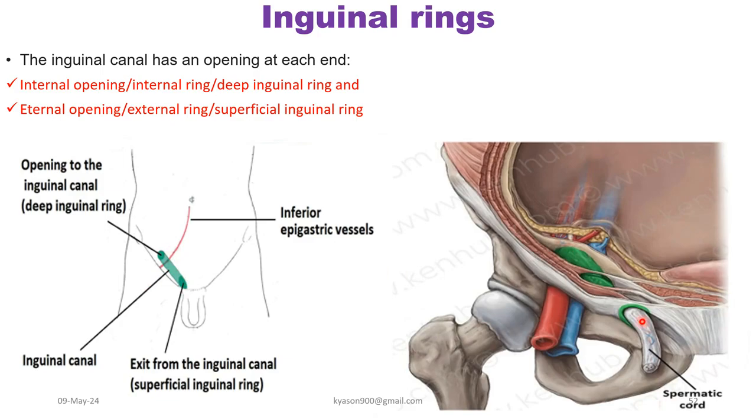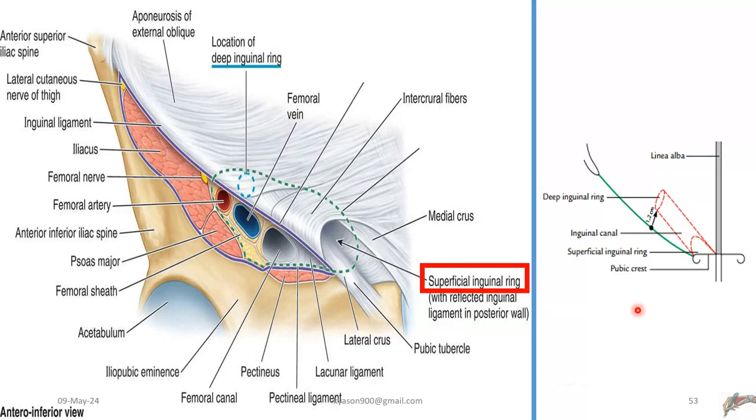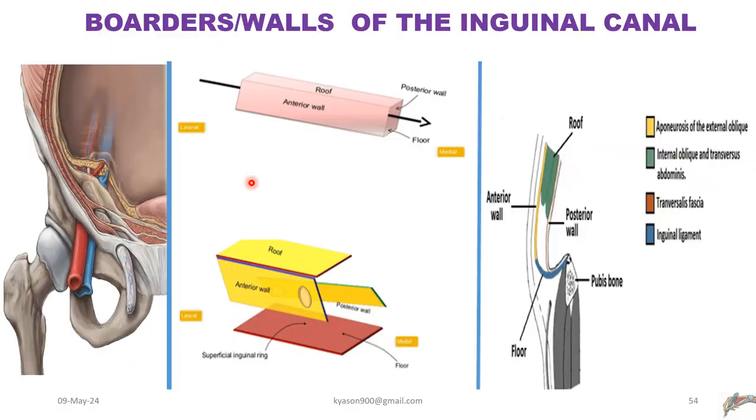Then there is an external ring, or what we call the superficial inguinal ring, which is an exit from the inguinal canal. Okay, so that's the superficial inguinal ring there. Then the deep inguinal ring is there just above the inguinal ligament, a few centimeters above the inguinal ligament, above the midpoint of the inguinal ligament. Okay, that's where it's going to be situated.